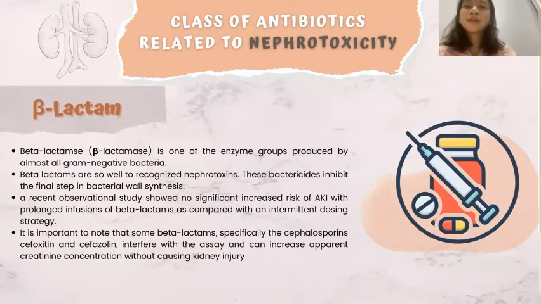I'm going to explain about beta-lactam. Beta-lactamase is one of the enzyme groups produced by almost all gram-negative bacteria. Secondly, beta-lactams are well recognized nephrotoxins. These bactericides inhibit the final step in bacterial wall synthesis.